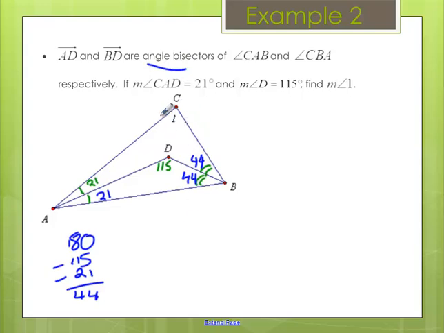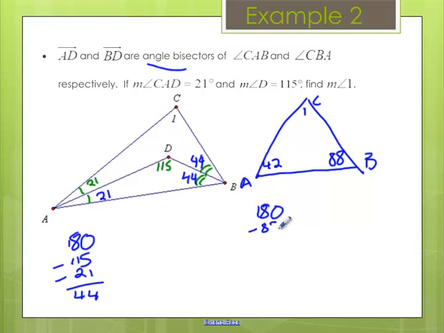So now I want to find angle 1 by looking at the big triangle. I'm going to draw a quick sketch so we can label it without the middle information. Here's B, here's C, here's angle 1, and here's A. I know angle A is the sum of those two. I know angle B is the sum of those two. And I know that all three of them have to add to 180. So if I take 180 minus 88 minus 42, let me write that down, I get 50. So the measure of angle 1 is equal to 50 degrees.